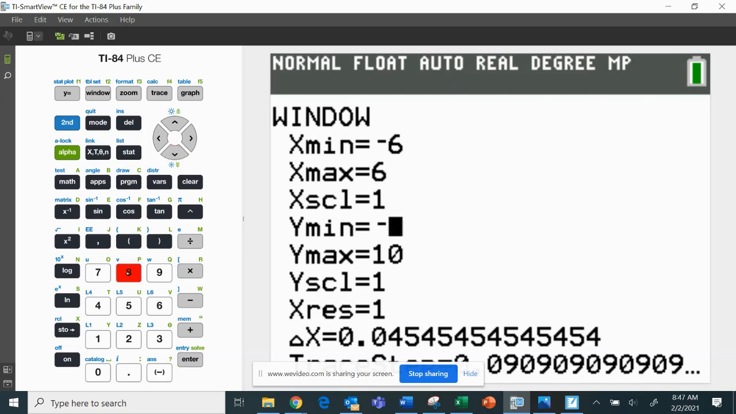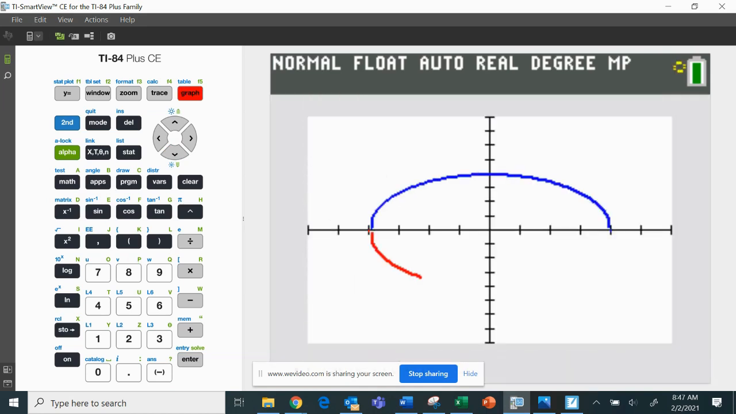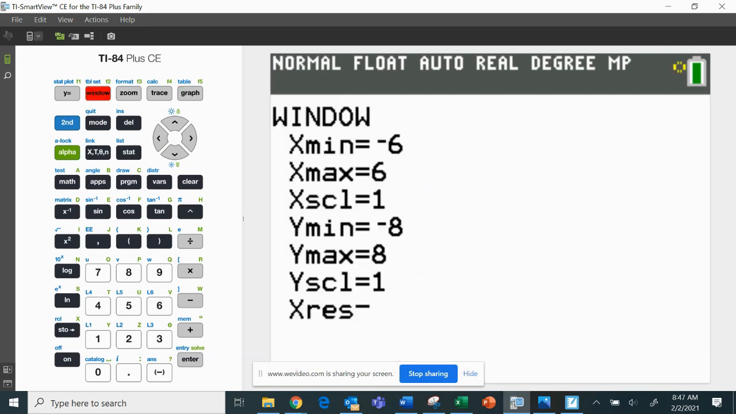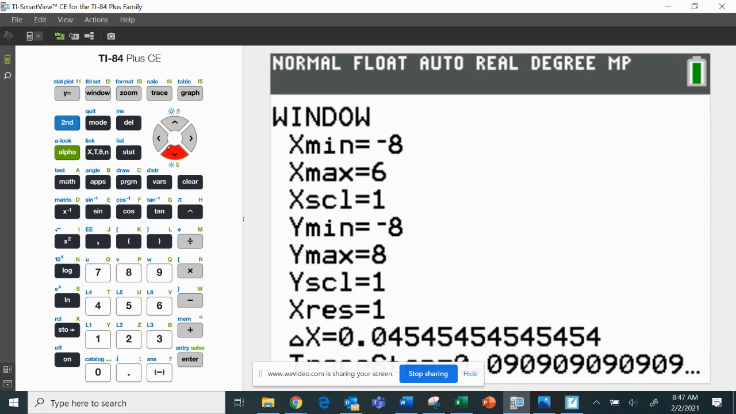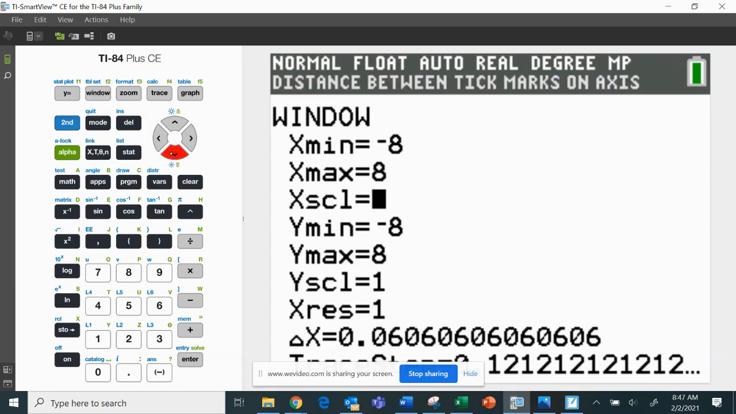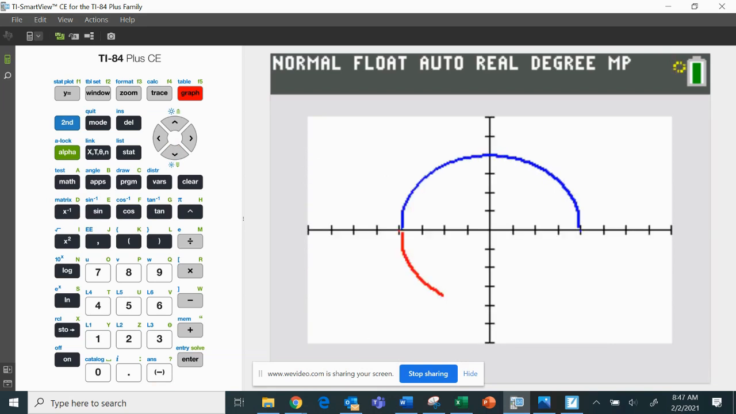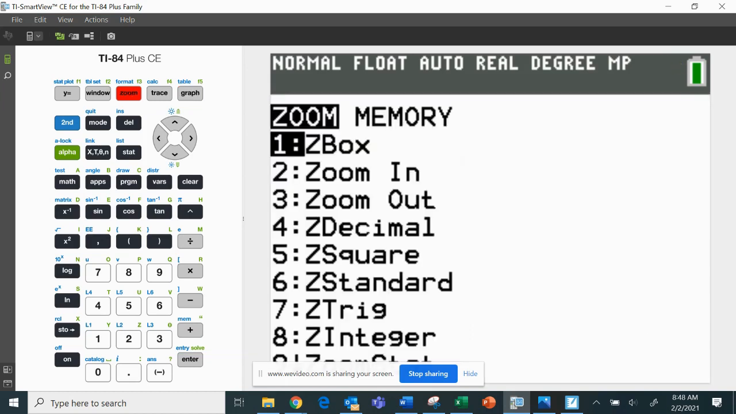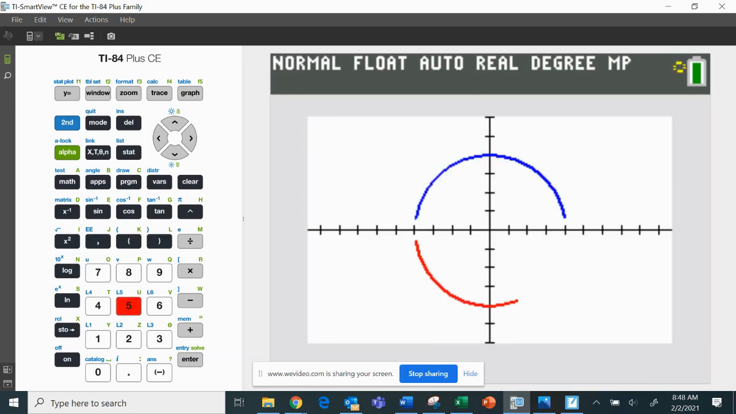I haven't done this for a while. Nope, that was the wrong direction. I think I have them reversed. It's negative 8 for the x's and then 6 for the y's. There's another way I can do this. There we go. It looks better. There's also a zoom, and then I think it's zoom square, 5, which will make it look like a good circle if you want it to be square.